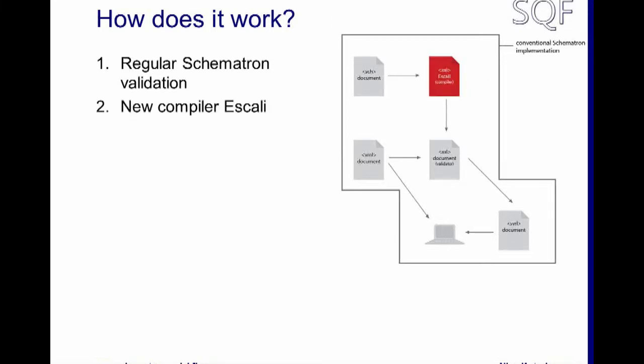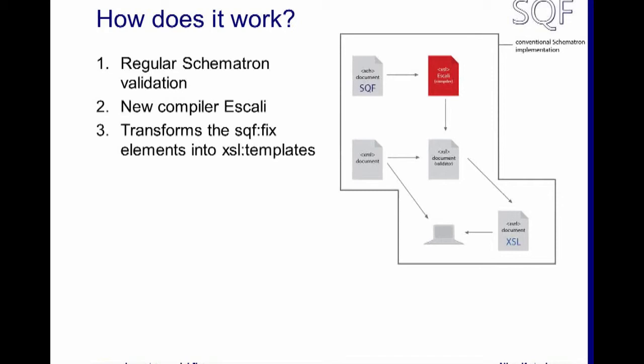So the next step was to replace the skeleton by my own Schematron implementation. I called it Escali, don't ask me why. It's also a Schematron compiler. My target is that this will implement everything of Schematron. It's not yet at the moment, but I think I'm far with it.